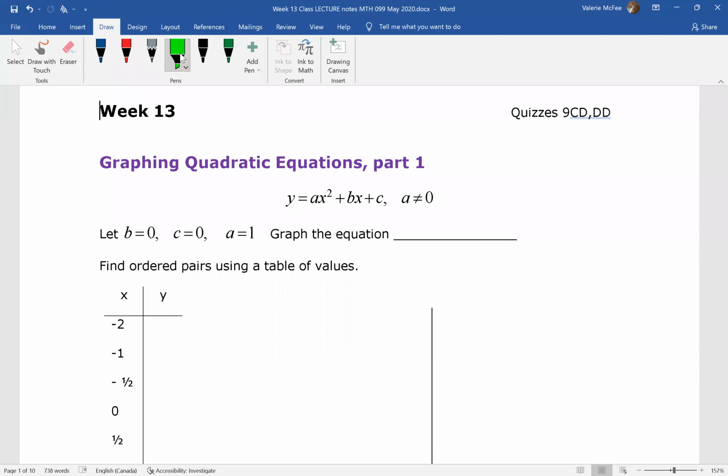So let's start, though, by letting b equal 0. That means that this term is 0, and c equals 0. This term is 0. So we're going to look at graphing y equals 1, we're letting a equal 1, x squared.